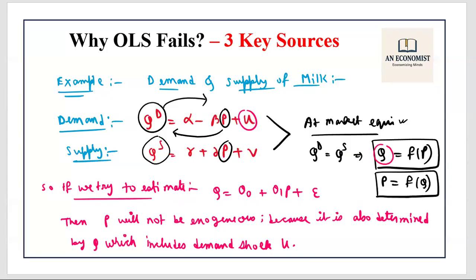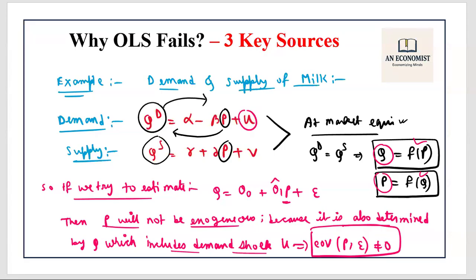So again, the same thing. Quantity depends on price, but price also depends on quantity. So P is not an exogenous variable here. If you regress quantity on price, this will again give you a biased and inconsistent estimate of theta 1 cap. So that is why we need to introduce the instrument. Because price is also determined by quantity, it includes the demand shock, and that basically implies that the covariance of price and epsilon will be strictly not equal to 0. If this is the case, P will become an endogenous variable. So the problem of endogeneity will again arise.